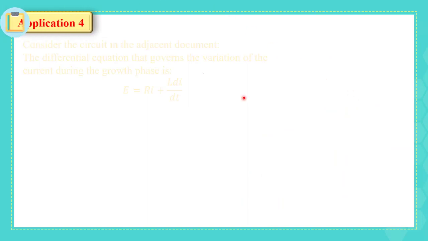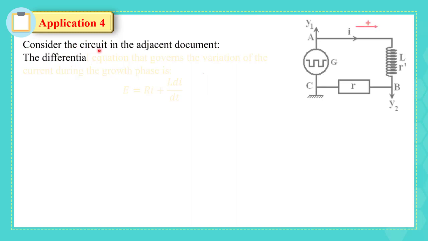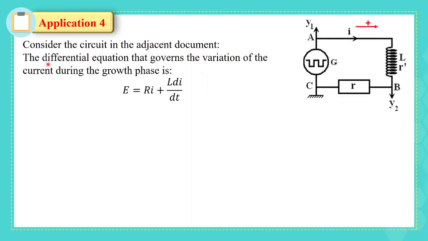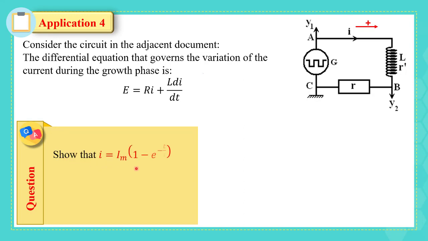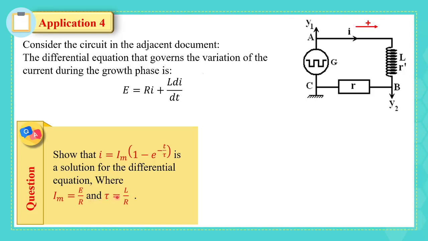Now let's solve application 4. Consider the circuit in the adjacent document. The differential equation that governs the variation of the current I during the growth phase is E equal Ri plus L di over dt. Show that I equal I maximum into 1 minus exponential minus t over tau is a solution for the differential equation, where I maximum equal E over R and tau equal L over R.